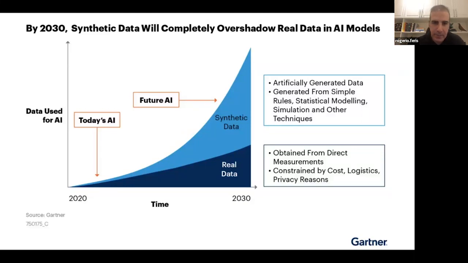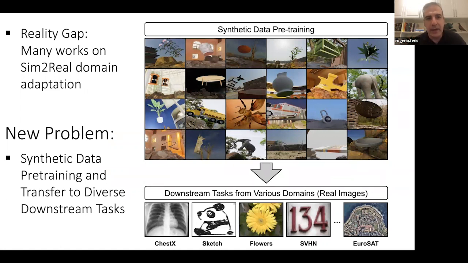Now, when we deal with synthetic data, one of the key problems is this reality gap, which is the discrepancy between the real world and the simulation. And there has been a lot of work on domain adaptation to bridge this gap. However, all of these works assume the same label set for the source and the target domain. Instead, the problem that we are focusing on is actually representation learning from synthetic pre-training. So we basically pre-train a model on synthetic data, and then we transfer this model to downstream tasks from various domains: medical, sketch, flowers, digits, satellite. And to my knowledge, this problem has not been sufficiently studied.